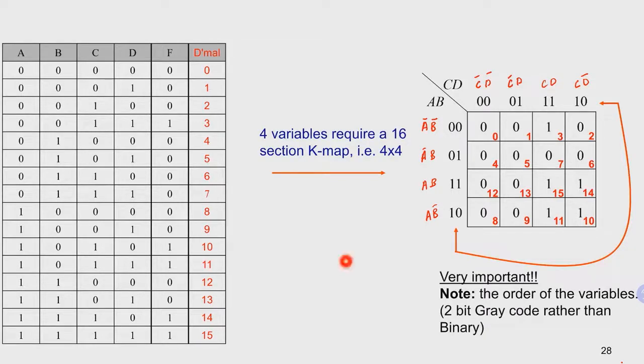In this module, we only go as far as 4 variables, because if we go up to 5 variables, the K-map will be 3-dimensional, and that will be very difficult to do on paper. So we're going to do as far as 4 variables for this module.